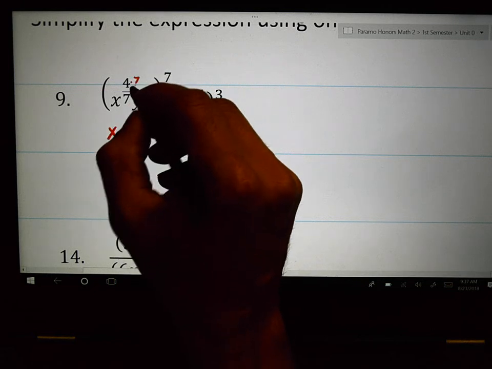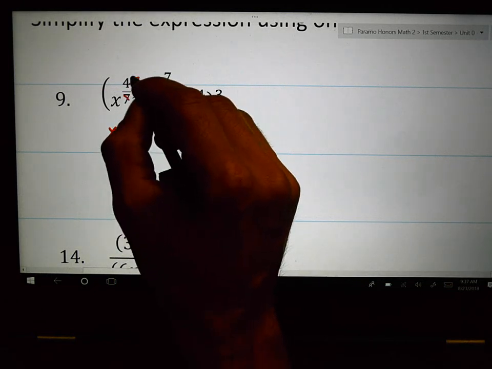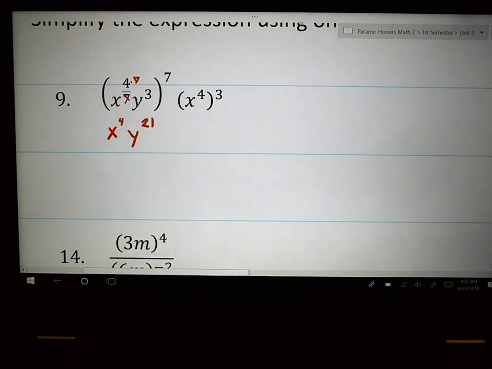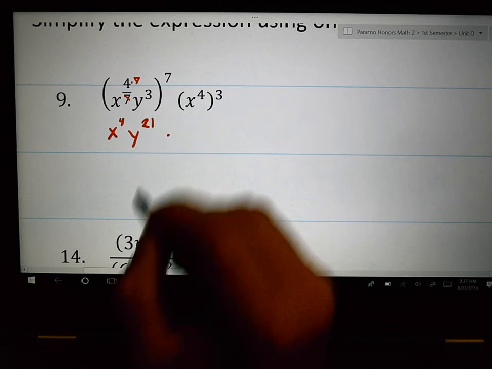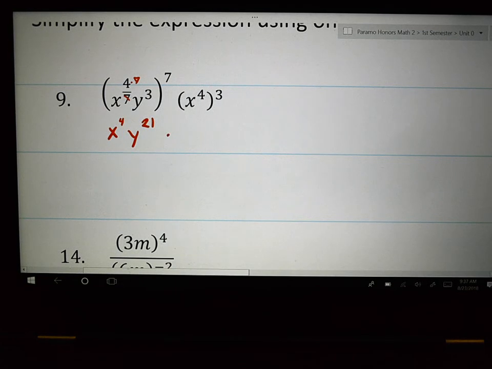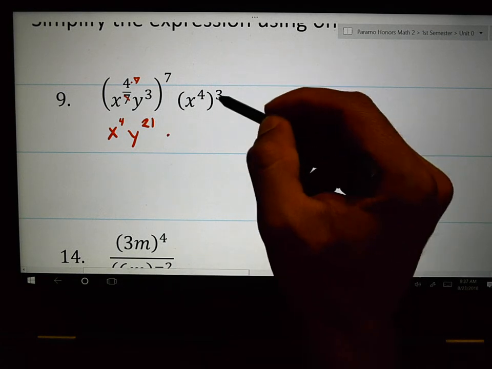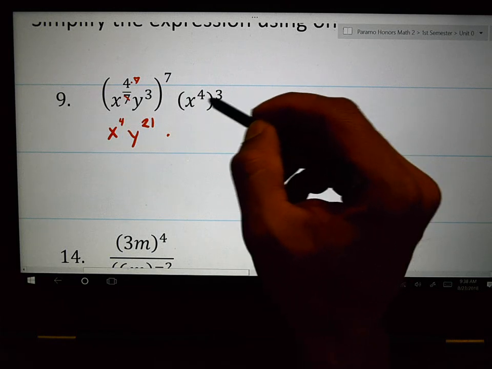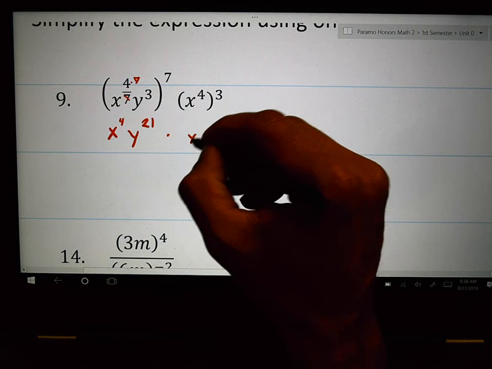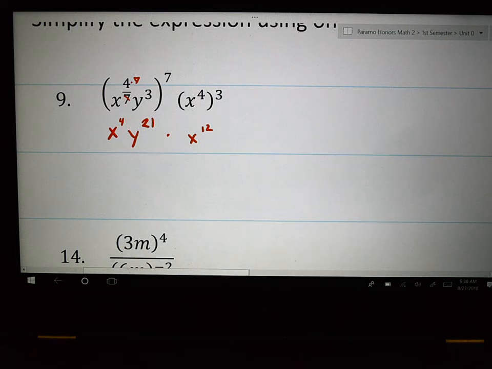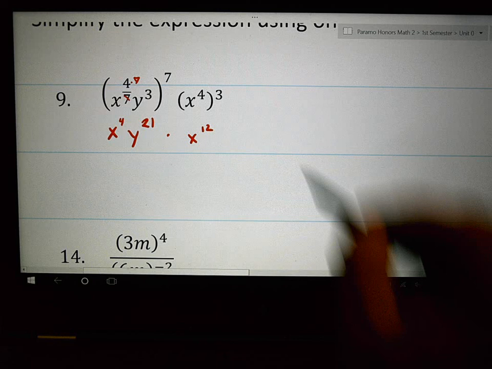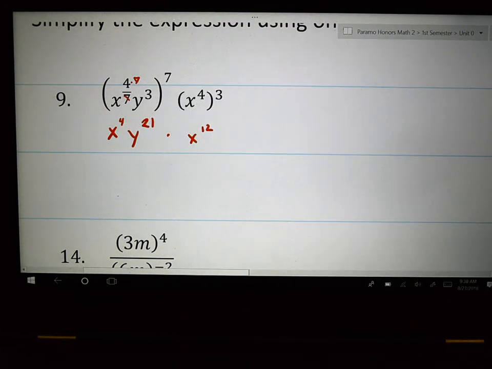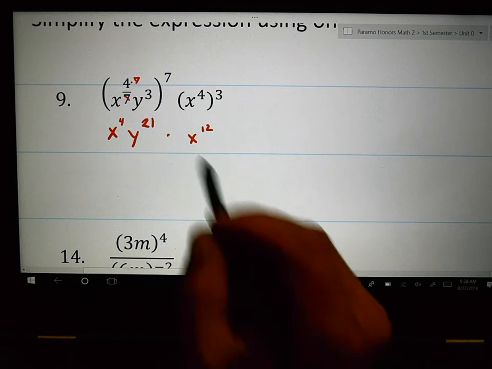When you times by 7, that makes 28 divided by 7. It's the same thing as 4. The y is going to be to the 21st power. You have to deal with that exponent outside first. And that goes with this 3 as well. You have to deal with this exponent first as well. That multiplies and becomes x to the 12th. The reason we're dealing with those first is because multiplication has to be done after exponents.